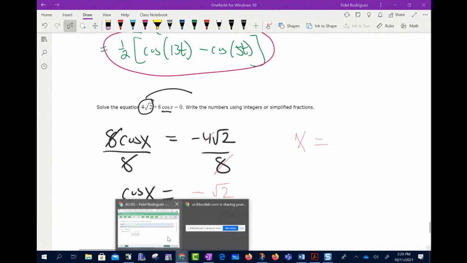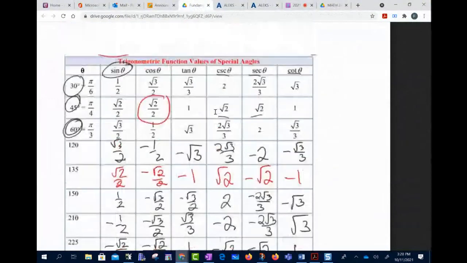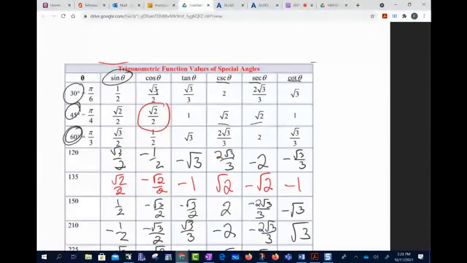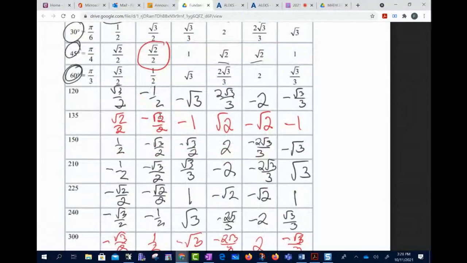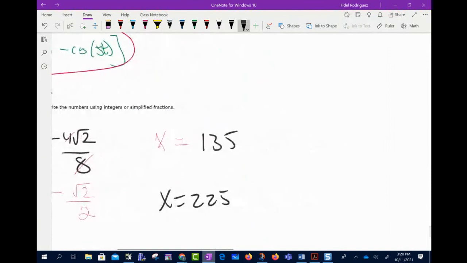So we're going to come back to this. Where's my identities? Here we go. We're looking for the cosine, so it's this one here. When is it equal to the negative square root of 2 over 2? At 135, and where else? 225, okay? So 135 and 225. So at 135 and at 225 degrees, right? These are in degrees, okay?